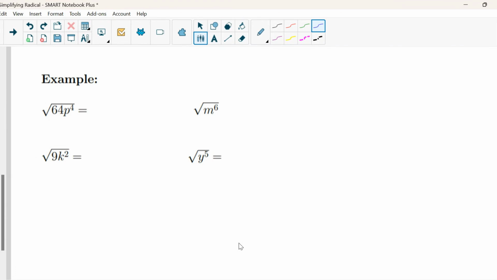So I've got the square root of 64 times p to the fourth power. Really, I'm going to try to simplify both of these separately. I'm going to start with the square root of 64. So I've got the square root of 64, and I've got the square root of p to the fourth power. I know from the previous lesson that the square root of 64 is just 8.